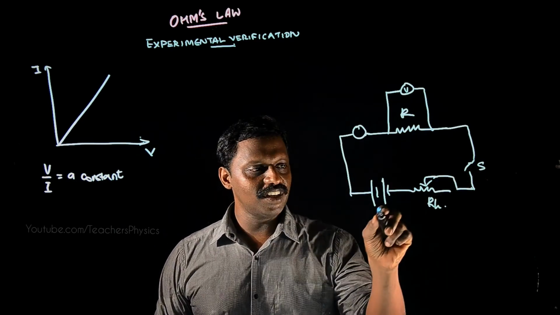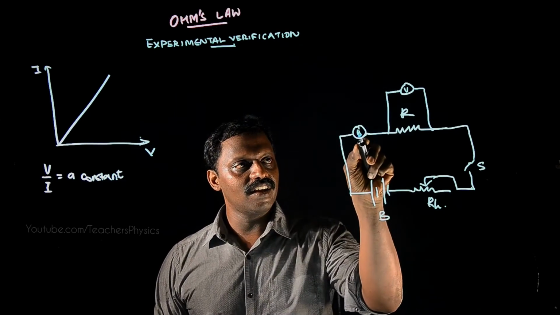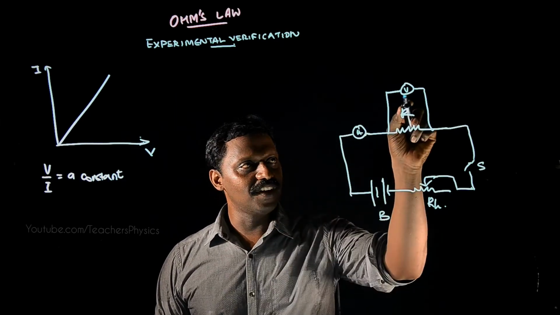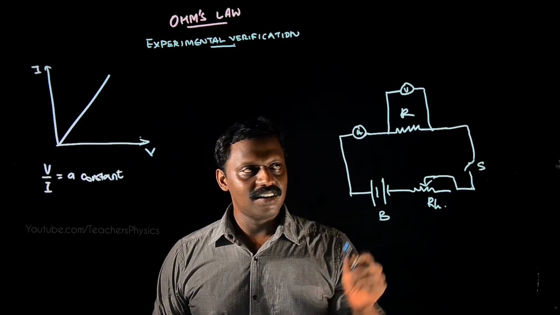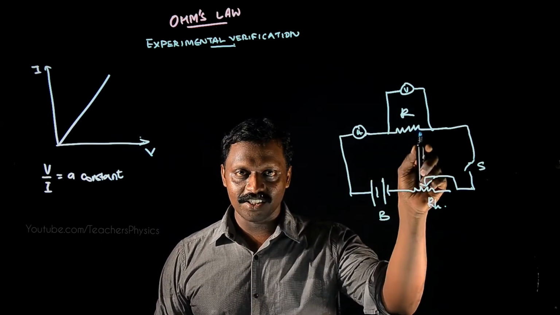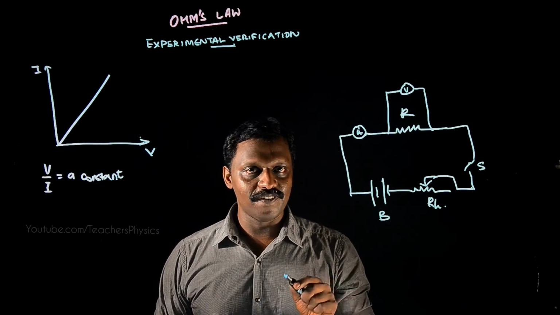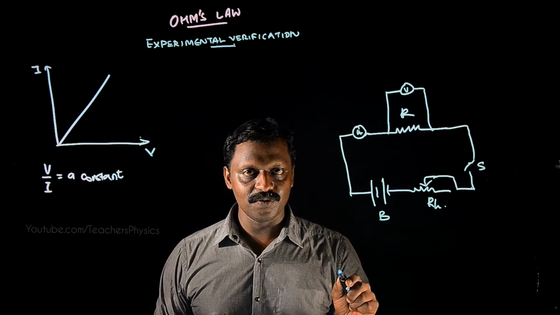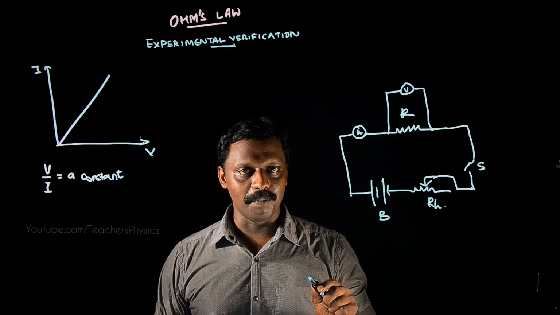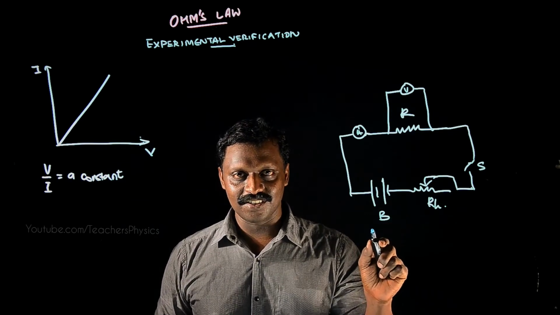S is the switch key, B the battery, R the rheostat, A represents the ammeter, and V represents the voltmeter. As we had discussed earlier, a voltmeter is always connected parallel to the points across which the potential difference is to be measured, and an ammeter is connected in series with the circuit where the current is to be measured. By using the rheostat, we can easily vary the resistance.